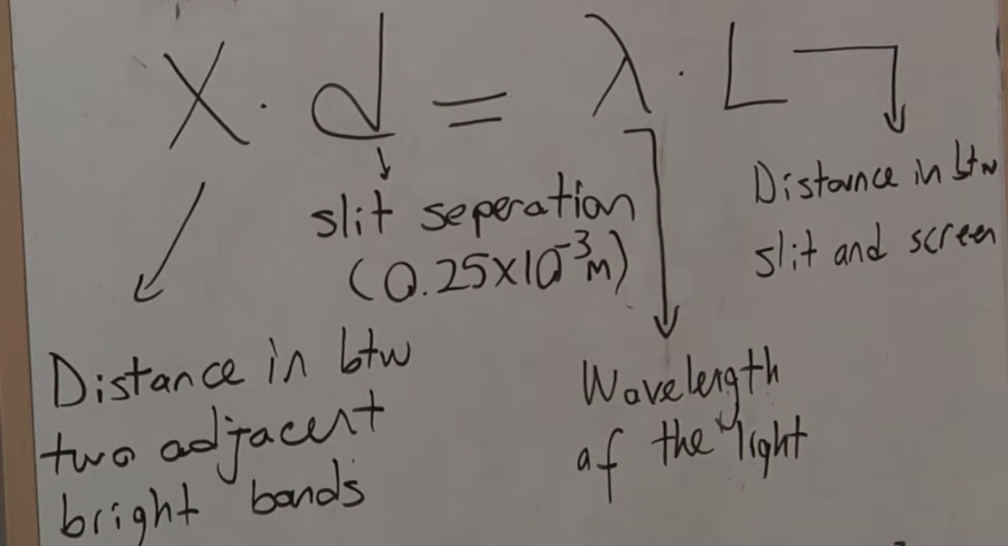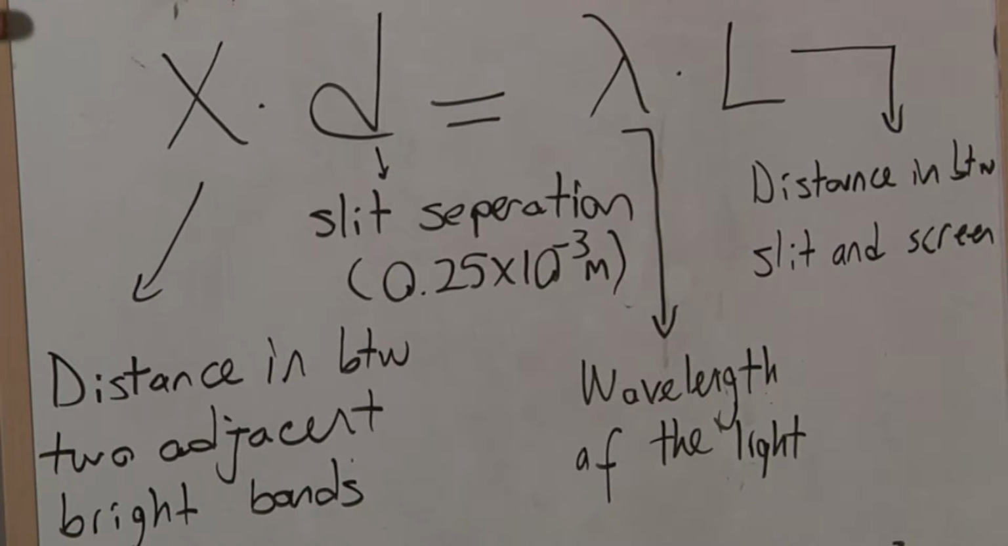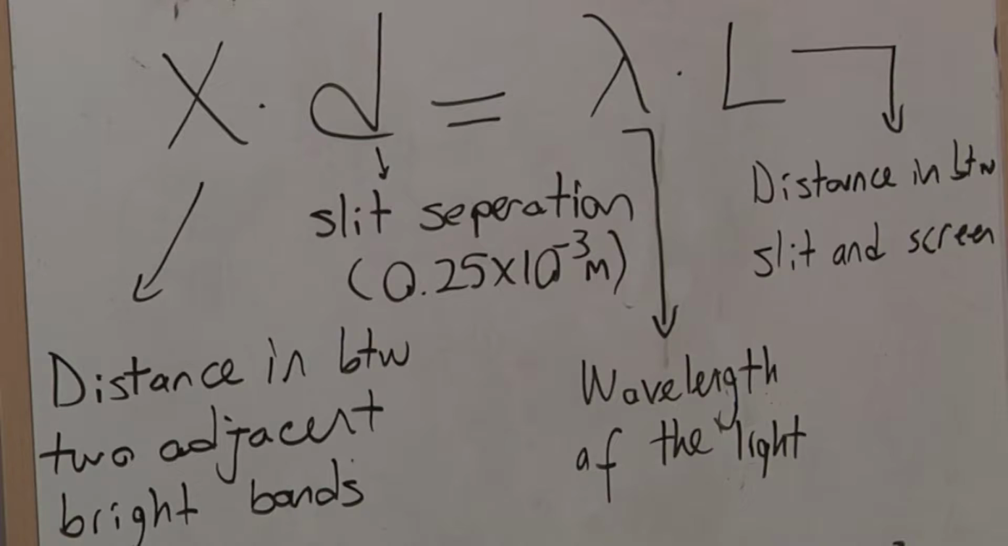So in double slit experiment, basically, when light passes through a slit, it diffracts. It's going to have bright bands and dark bands. And this X is going to be the distance in between 2 adjacent bright bands. Next one is D, and we already talked about that. On the slit, that is the distance in between 2 slits.